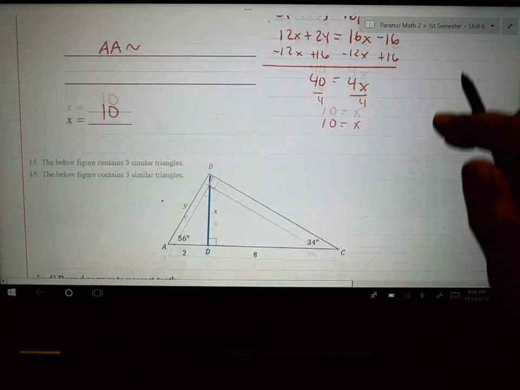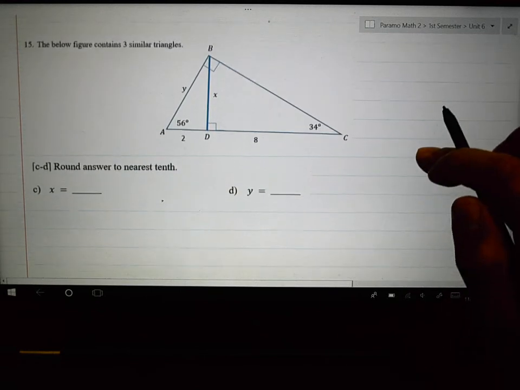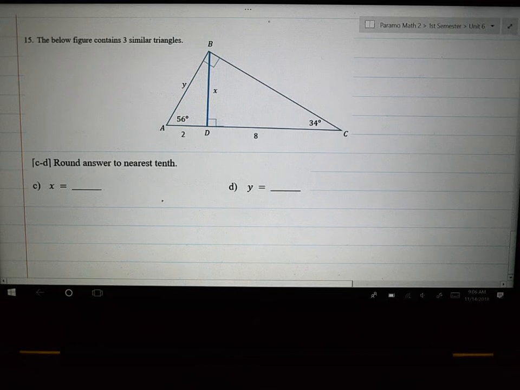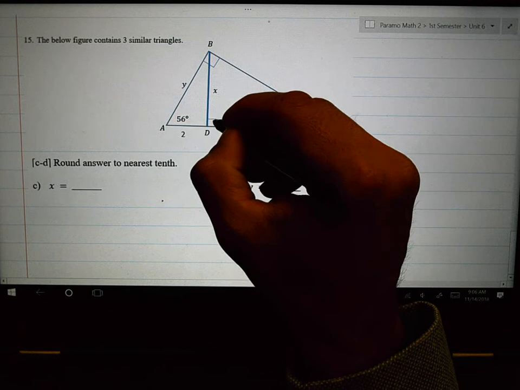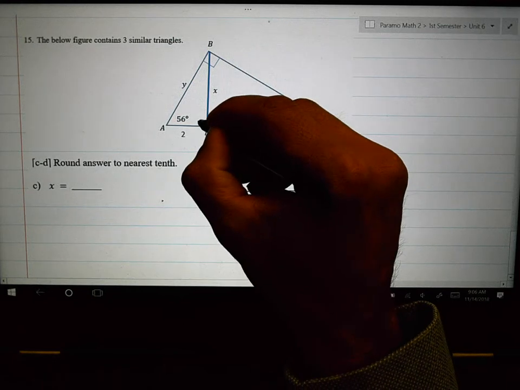Last example. Number 15. The below figure contains 3 similar triangles. Round your answer to the nearest tenth. So this is that example that I was trying to show you earlier about the 3 similar triangles. If this is 90, you can just make a little 90-degree angle symbol right there.